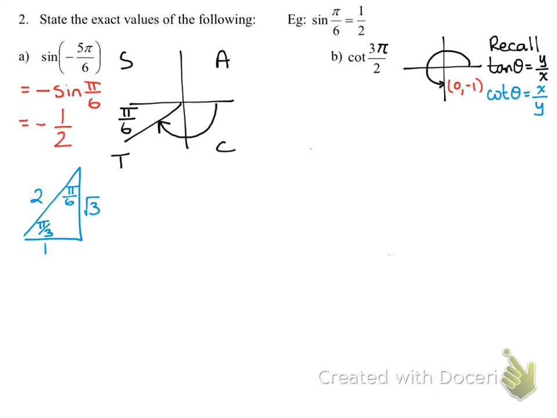So it's x over y. So the x value is 0, and the y value is -1. So we have 0 over -1, which is 0. So cotan 3 pi by 2 is 0. Right? And that's just through kind of thinking things through.